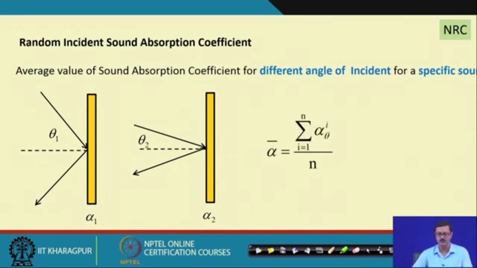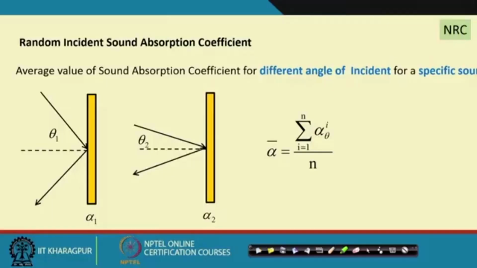So, I need an average. I will do this particular experiment many times, maybe n times, add up the results, and finally find the average. This average is depicted as alpha bar, and it is known as the random incident sound absorption coefficient, because it is based on the first parameter, that is the angle of incidence, the alpha values. So, I am taking the average of that particular alpha, and the random average has been taken.